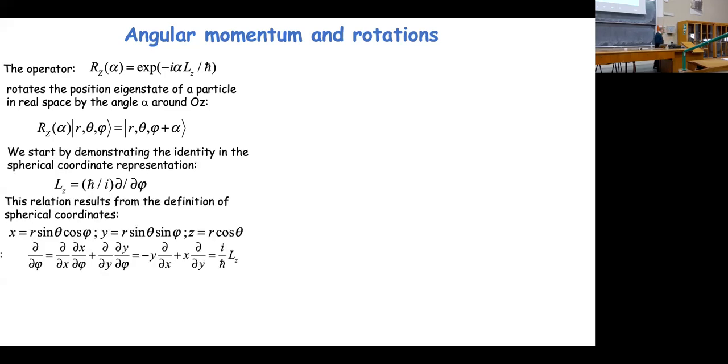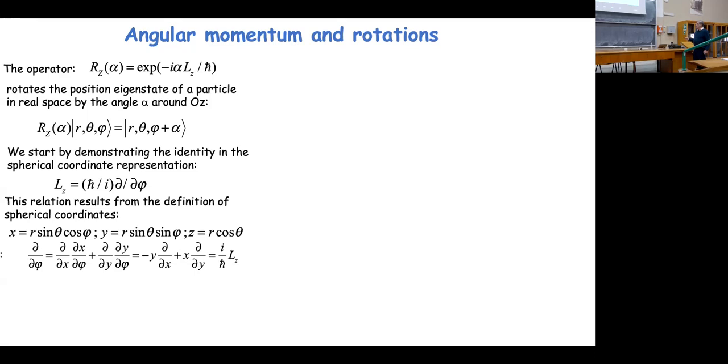The first step is to show that in spherical coordinates, Lz is just h bar over i times the partial derivative with respect to phi. This looks like what I told you last week. The linear momentum Px is h bar over i d over dx. And the angular momentum is h bar over i d over d phi, where phi is the spherical coordinate, the azimuthal spherical coordinate. So how do you demonstrate that?